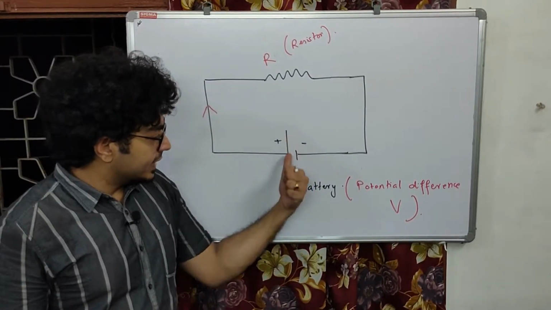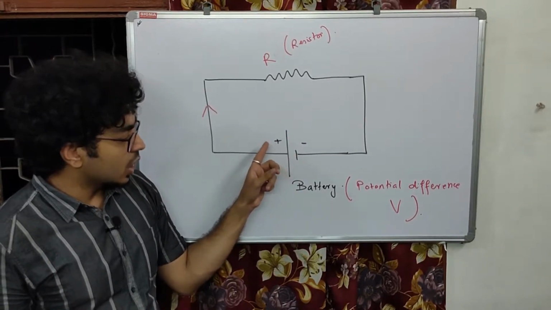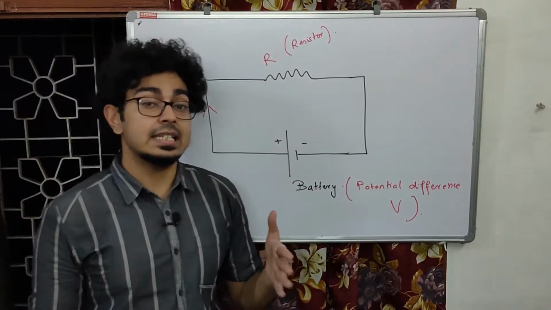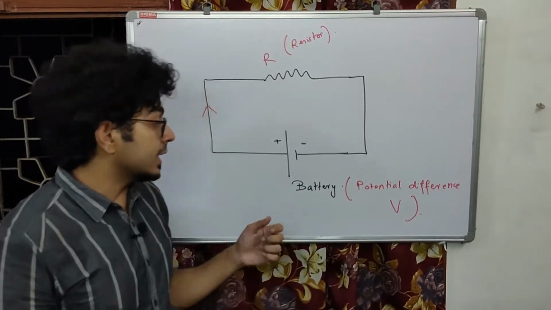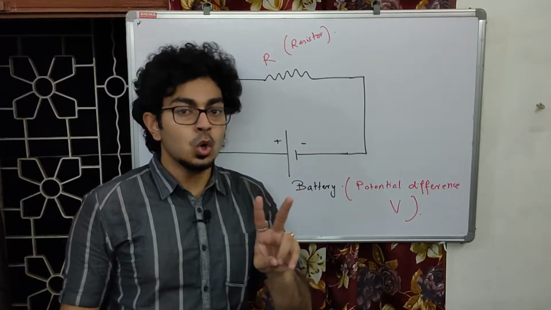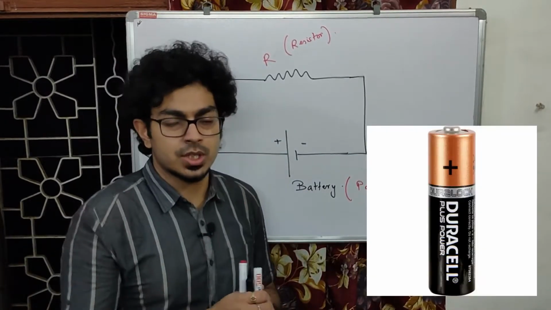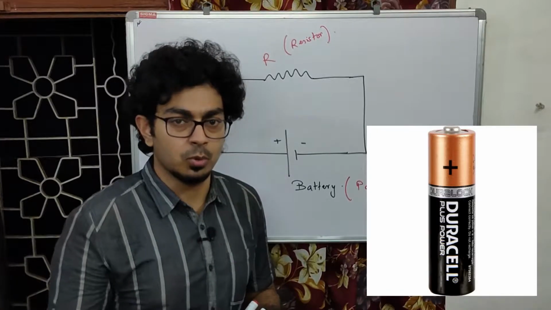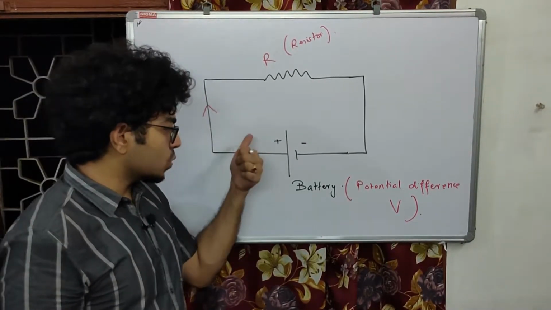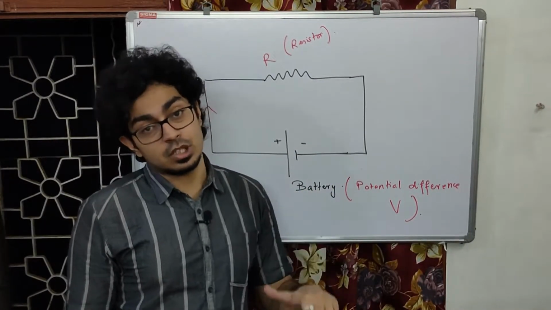This electrode or terminal of the battery, which I have marked as positive, is at higher potential, and this negative is at lower potential. So a battery has two terminals, one positive and another negative. If you don't know, just check out the battery inside your remote. So positive means high potential and negative means low potential.